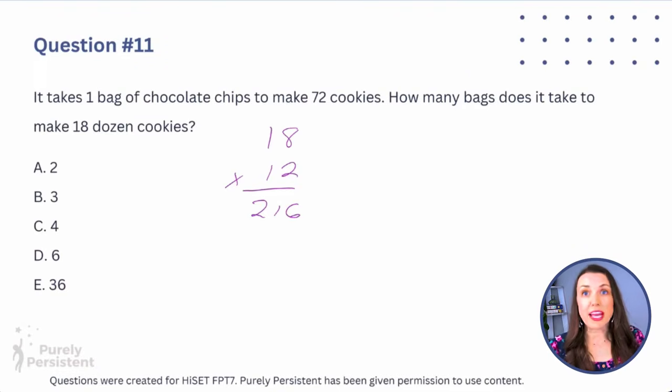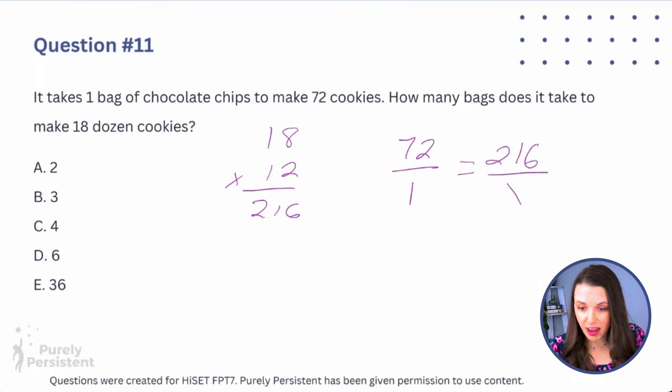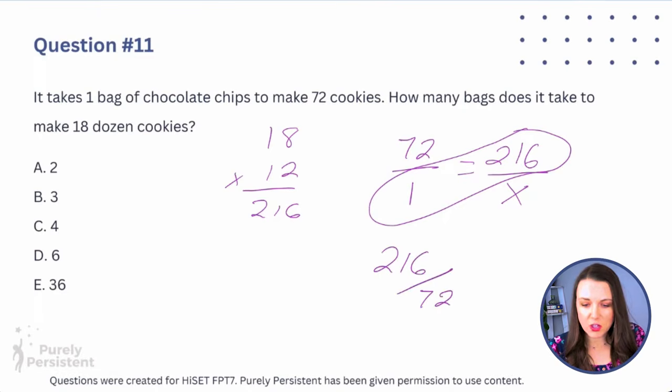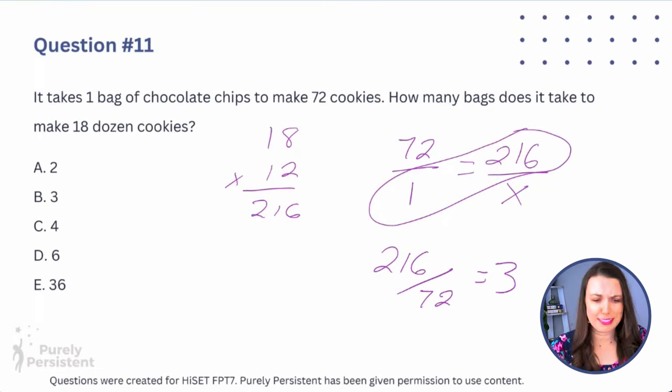So now what I'm going to do is just a ratio. So part over whole equals part over whole. So I'm going to say 1 bag, or 72 cookies for 1 bag of chocolate chips, equals 216 cookies over X, or how many bags there. This is cross multiplying, so I'm going to take 216, divide that by 72, and I get 3. So it takes 3 bags of chocolate chips to make 216 cookies.